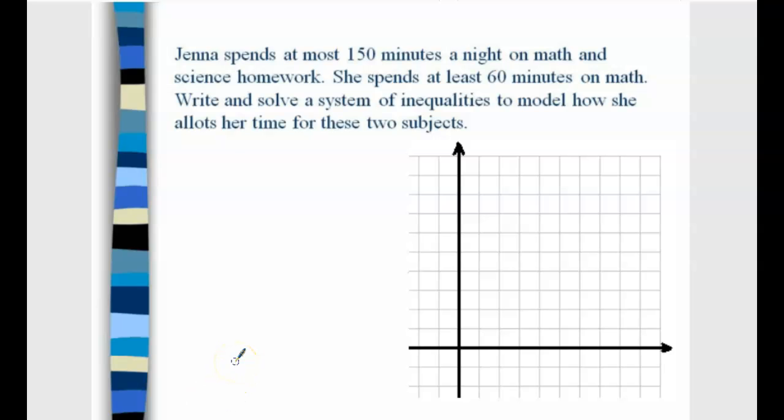All right, Jenna spends at most 150 minutes a night on math and on science. So you need to identify your variables. So you make math X and science Y. So X is math and Y is science. And then you need to write an inequality involving both math and science. Just X plus Y is less than or equal to 150. The 60 and the 90 are going to be on your second equation.